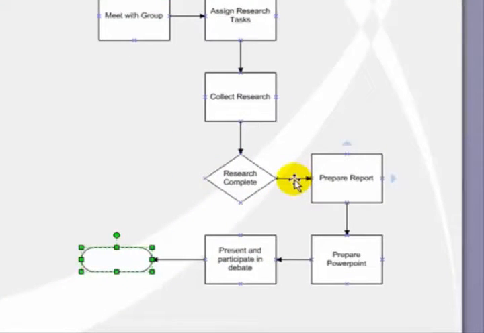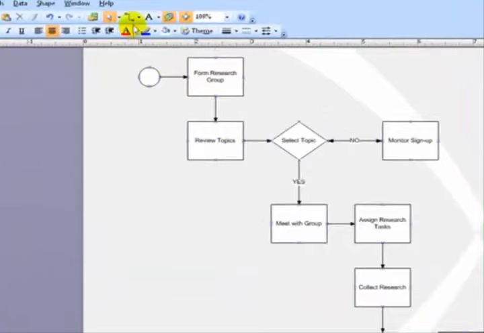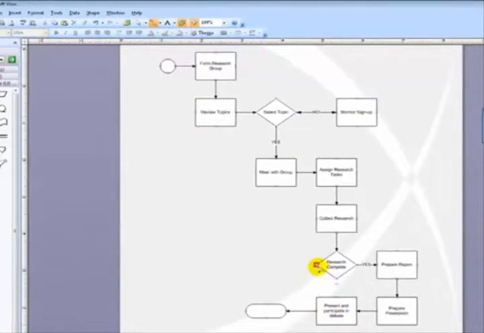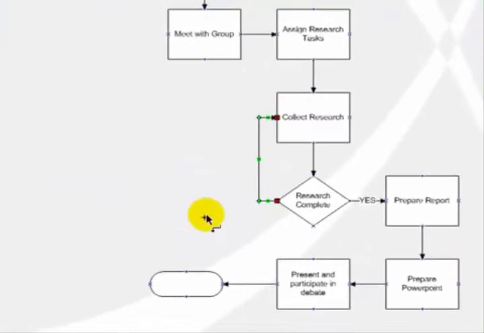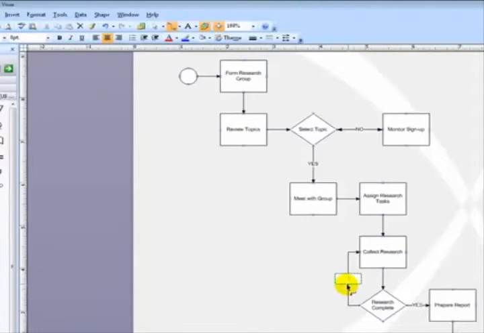Remember that there are two branches coming out of every decision node. So we know what this one is: our research is complete. But what if our research isn't complete? We'll have to continue to collect research. We can use another way of connecting nodes using the connector tool. By clicking the connector tool, we can drag a line up from our decision node back to collect research. Again, by double-clicking on that, we can label our decision nodes.